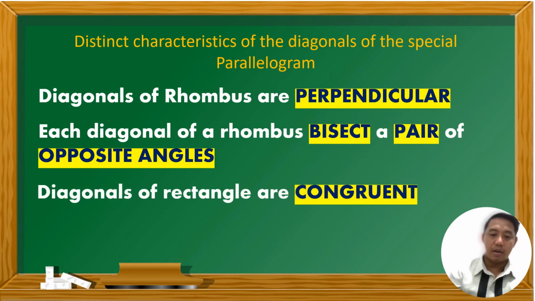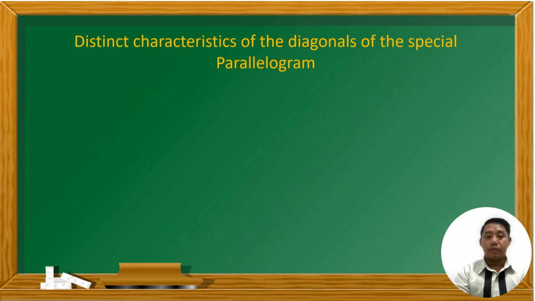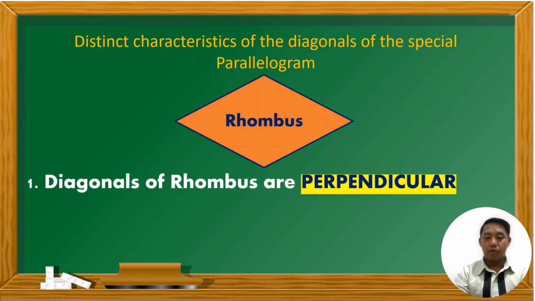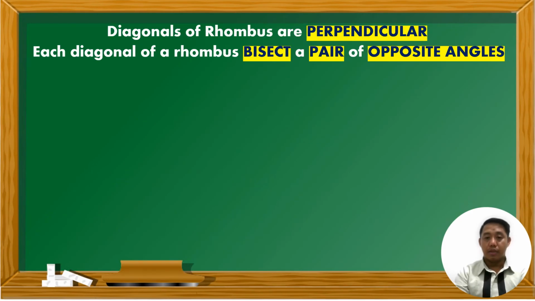Diagonals of a rectangle are congruent. So yung diagonals ng rectangle, yun yung congruent. Diagonals of a square are perpendicular and congruent. So this sample, rhombus. Diagonals of rhombus are perpendicular, and each diagonal of rhombus bisects a pair of opposite angles.